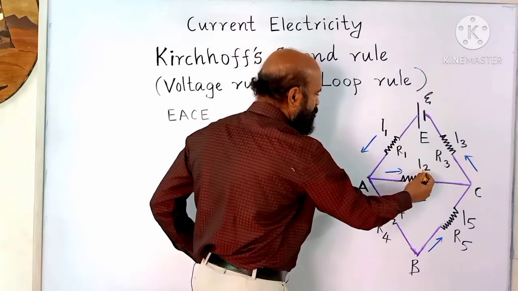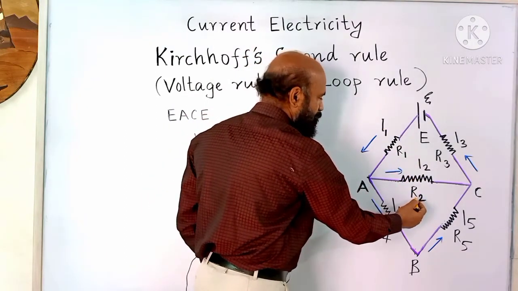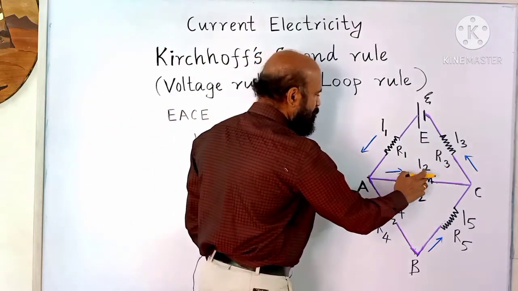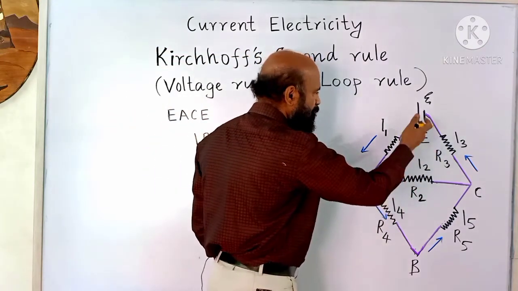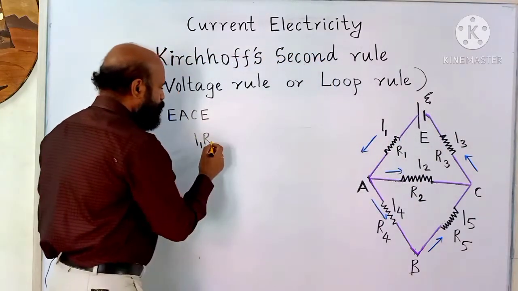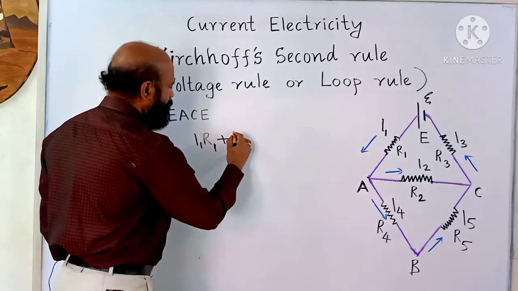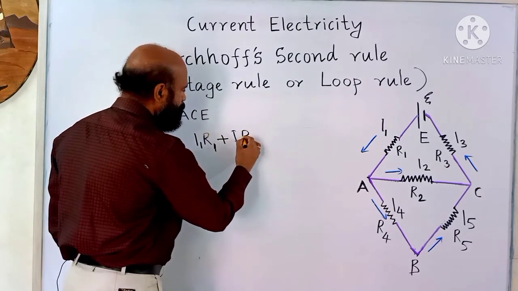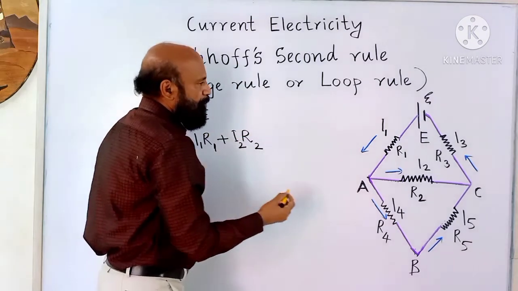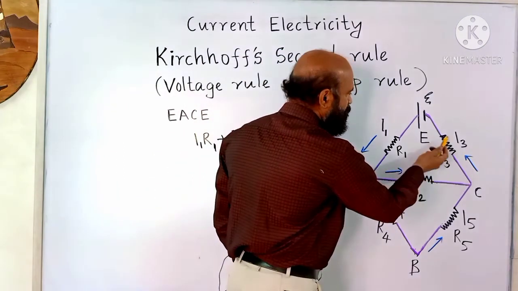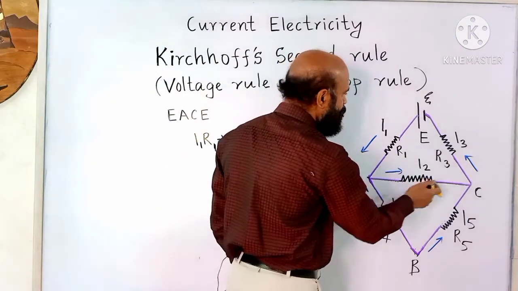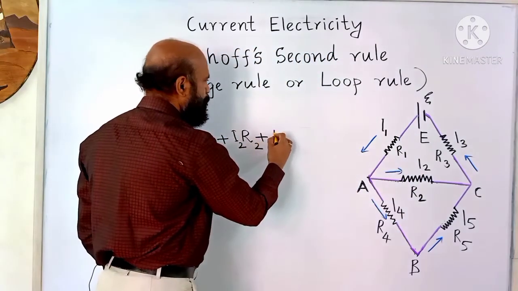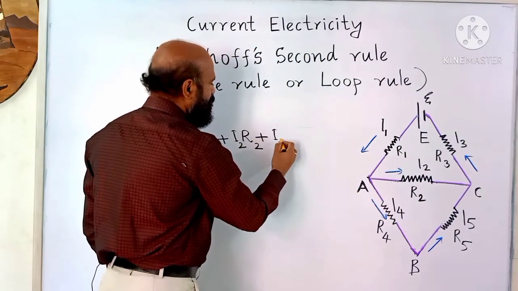Then here current is I2, resistance is R2. So direction of the current is same as you are walking, or it is in the direction of the loop. So plus I2 R2. Here direction of the current is in the direction of the loop. So again positive, plus I3 R3.